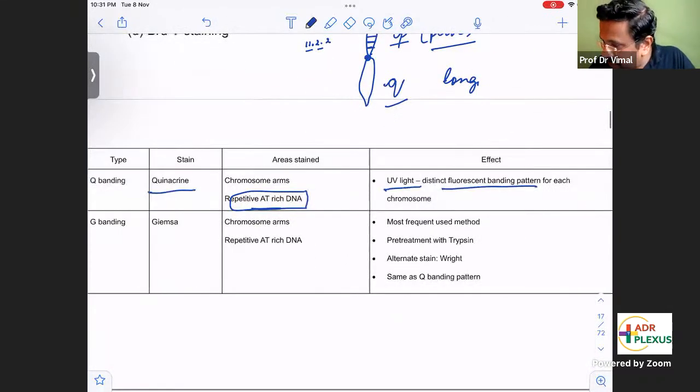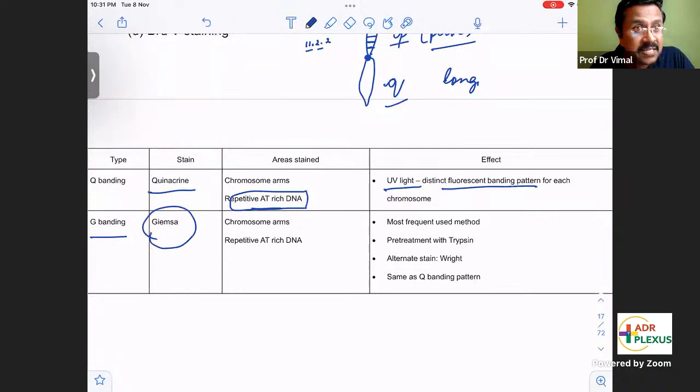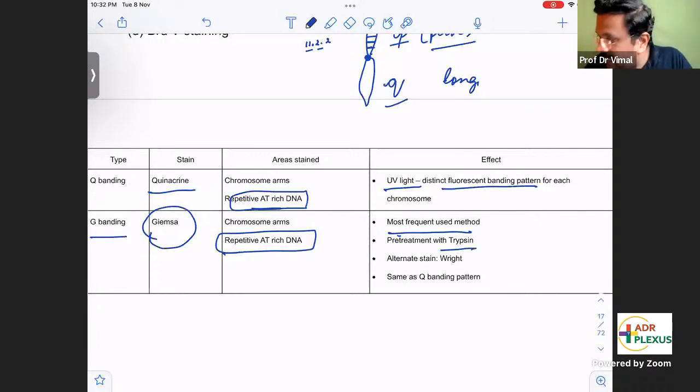And G banding is the Giemsa staining, so it is called G banding. Here also you will be staining the AT rich parts of the DNA, and it is the most frequent method. In this Giemsa staining, you have to pre-treat the cells with the enzyme trypsin. And an alternate stain which can be used here is Leishman stain. This is very important. These 2 points are very important: trypsin, and the alternate stain is Leishman.